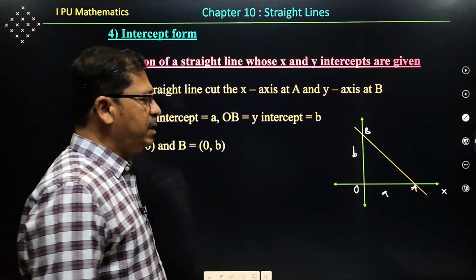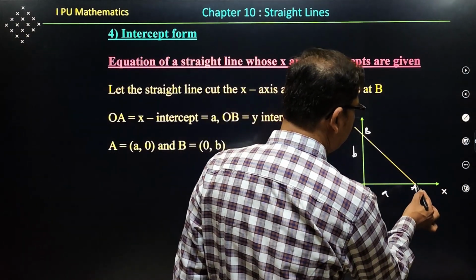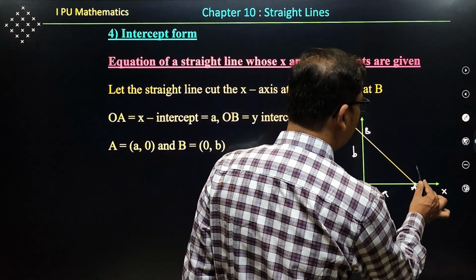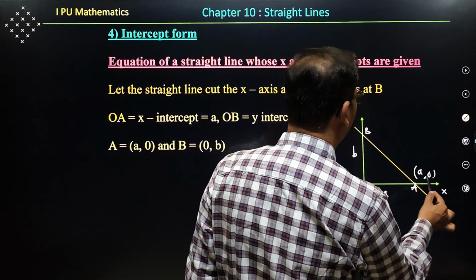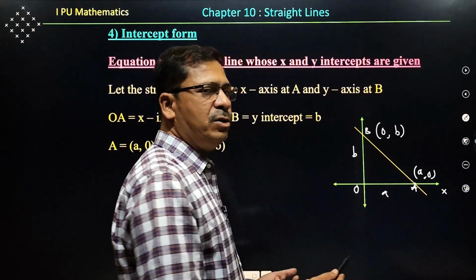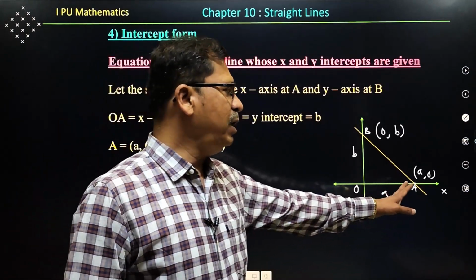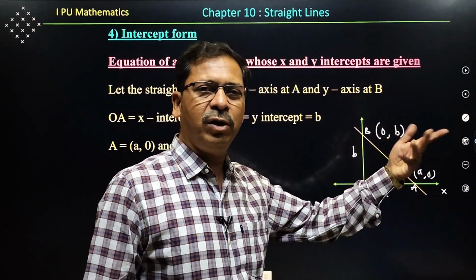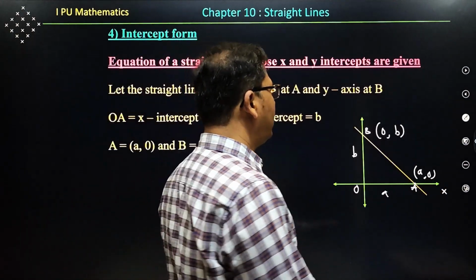So the x-intercept is small a. So the coordinates of A correspond to what? A comma 0. The coordinates of B correspond to 0 comma B, because this OB length is equal to B here. So this is definitely (A, 0) and this is (0, B), according to our basic geometrical knowledge.